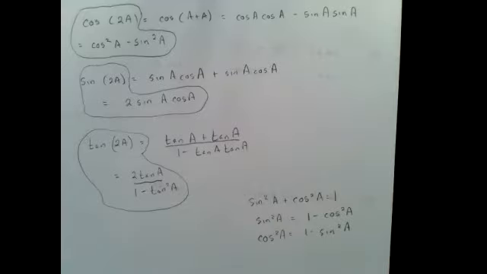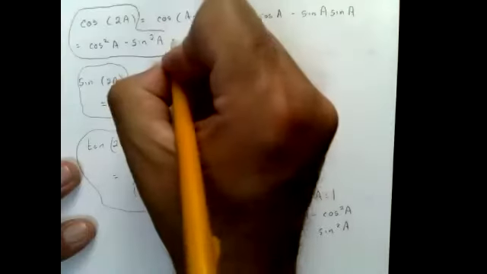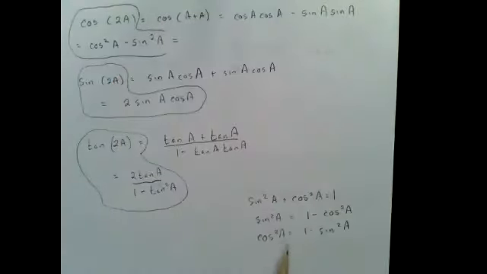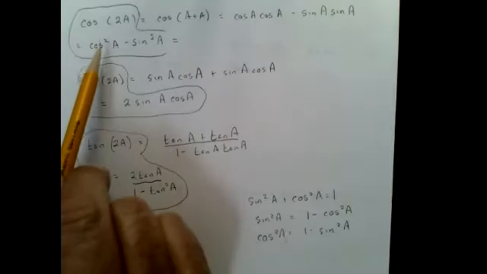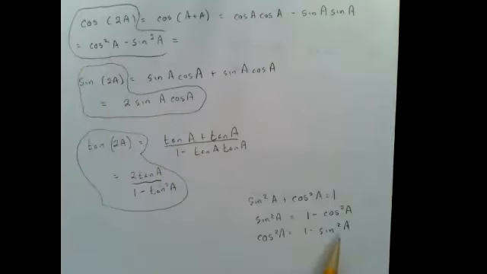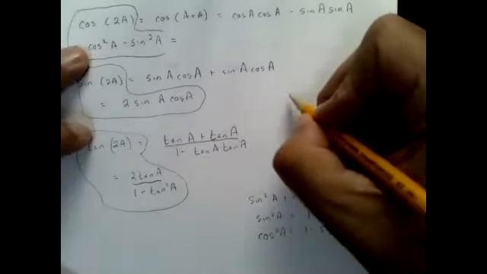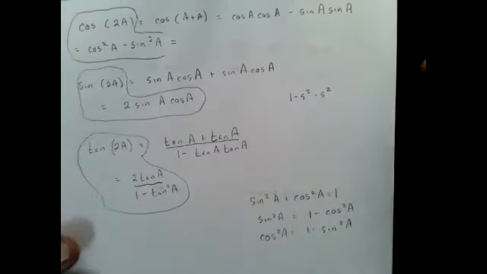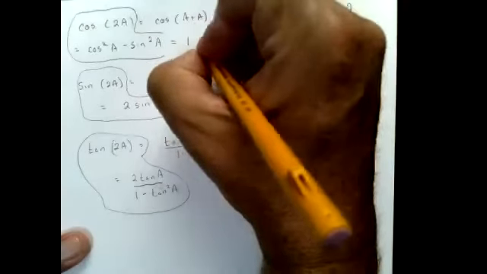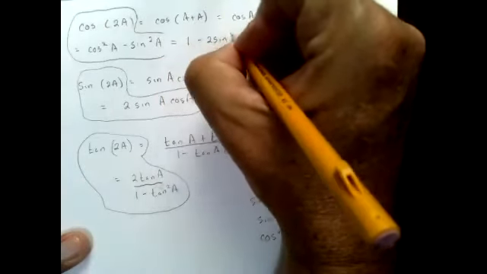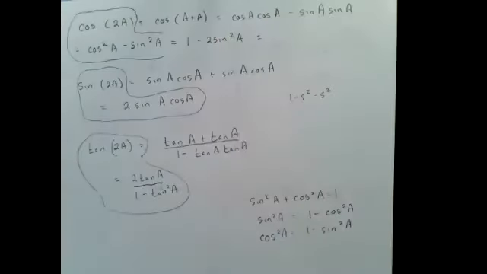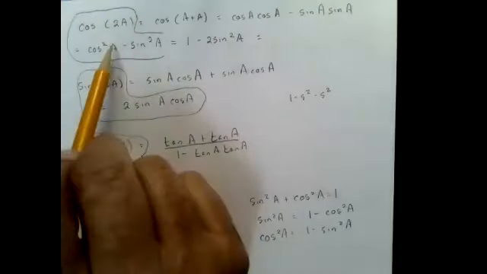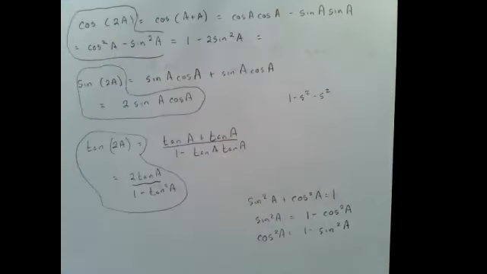Here we go. This guy looks kind of cool. What if I said, in place of the cosine squared of A, I put 1 minus the sine squared of A? So what would I have? In place of the cosine squared, I put 1 minus sine squared, minus sine squared. Looks like that's going to give me 1 minus 2 sine squared. Just another form of working with the cosine of 2A.